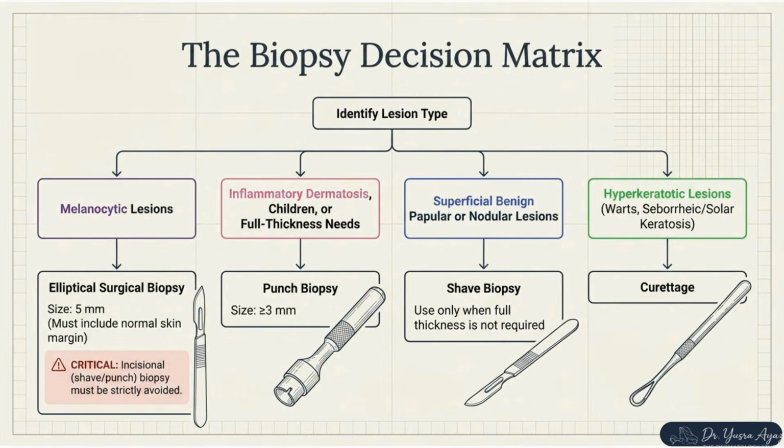The biopsy decision matrix helps determine the best biopsy technique based on the lesion type. For melanocytic lesions, an elliptical surgical biopsy is recommended. And here's the high-yield point. Incisional, shave, or punch biopsy should be avoided in suspicious melanocytic lesions. Why? Because partial sampling may miss the most important malignant area. The specimen should ideally include a small margin of normal skin.